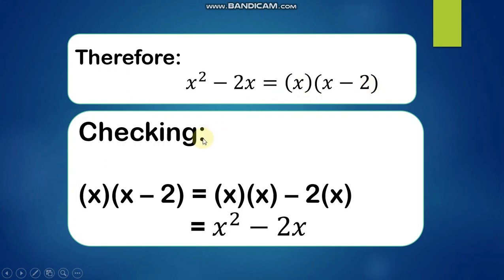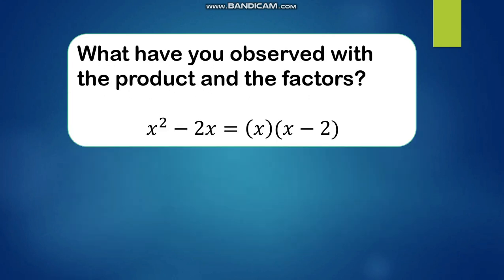To check our answer, we will use the multiplication process. So we have here x times x minus 2. Using the distributive property of multiplication, we multiply x times x, which is x squared, and negative 2 times x, which is negative 2x. If you have observed that x squared minus 2x was our given, therefore, we got the correct answer.